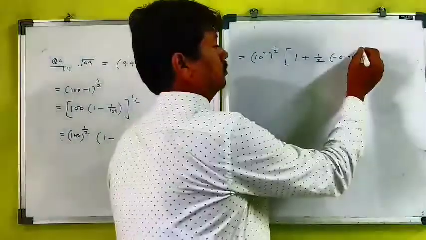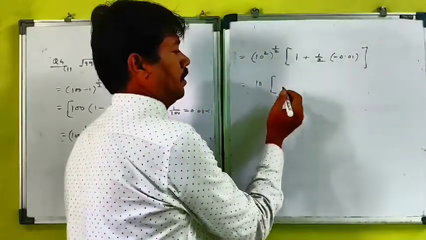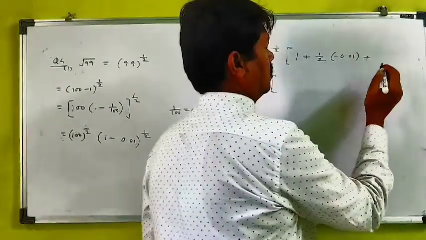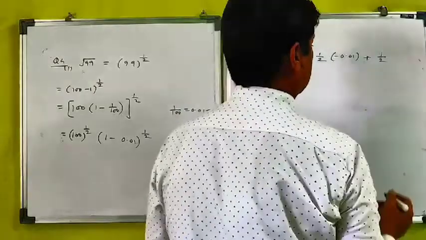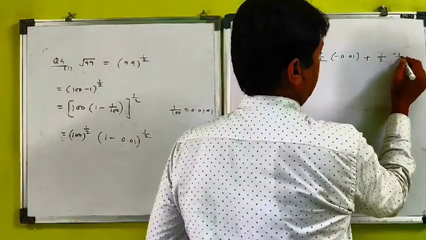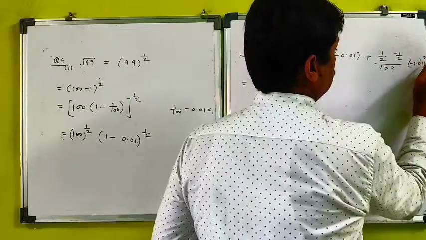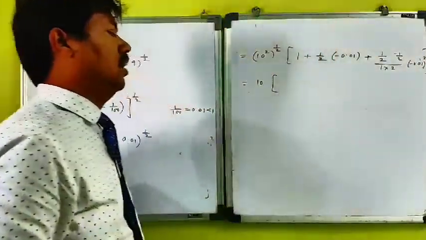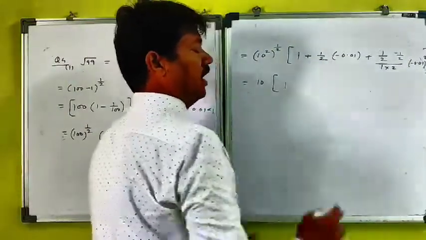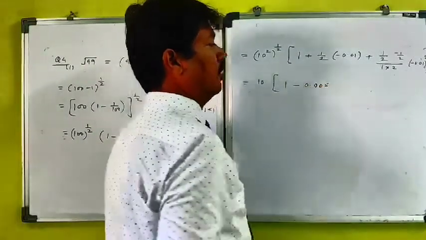Like this. So what is this? It is 10. It will give you up to 3 places. You will add one more term, because if you find up to 1 by 2, next is n minus 1. So 1 by 2 minus 1, that is minus 1 upon 2, upon 2 factorial, into 0.01 the square. So definitely we will get now up to 4 decimals. So 1 upon 2 is 0.5 into that, so that will become minus 0.005.